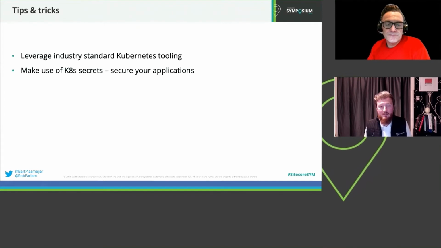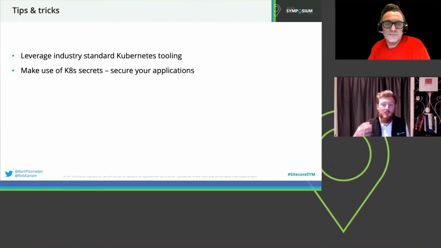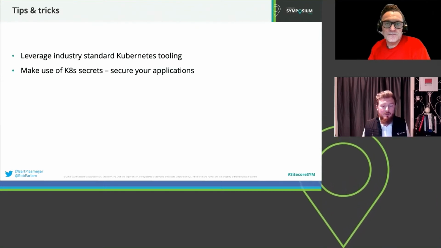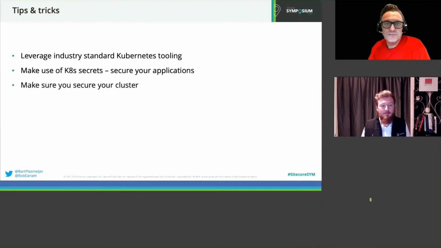Make sure you're leveraging secrets. When you're running applications in containers, the same way when you're running on PaaS or IaaS, you need to make sure you're using secrets. You're not baking those into your images directly. You need to make sure you secure your cluster as well. The same way you'd secure an IaaS machine if you're running in the cloud, you need to make sure your cluster's locked down too.